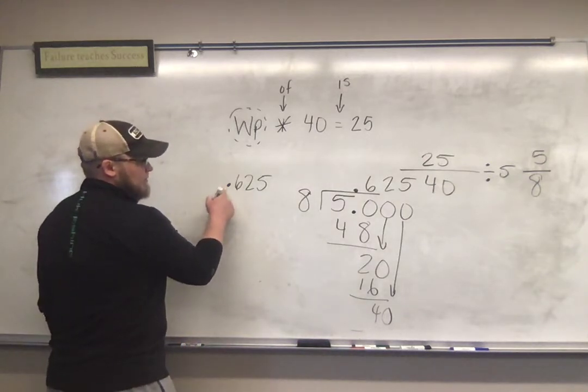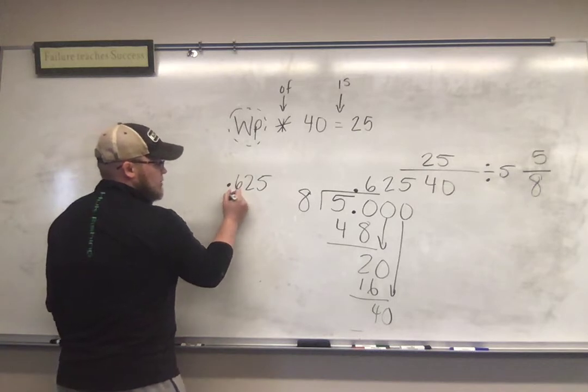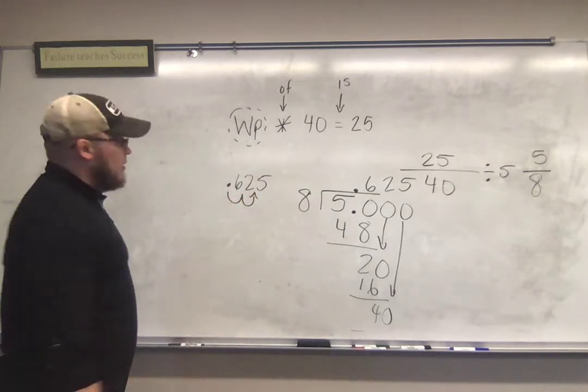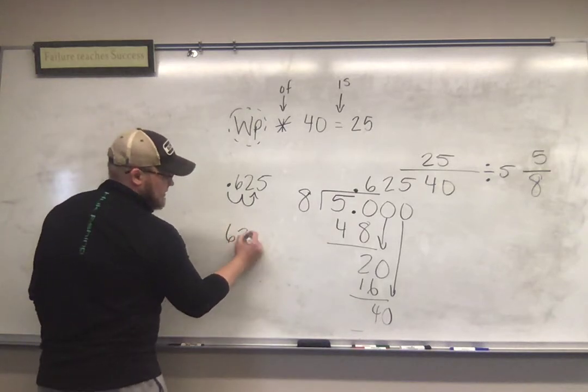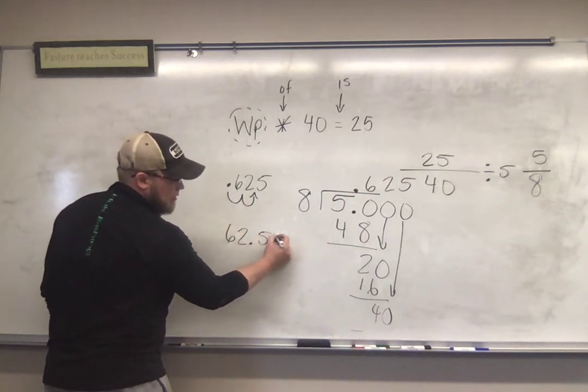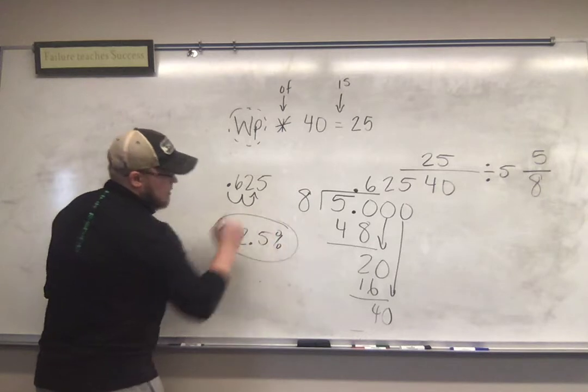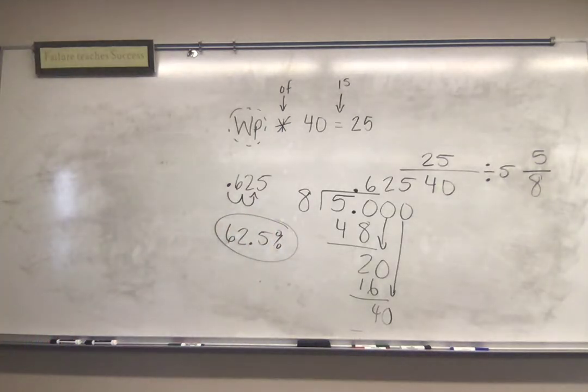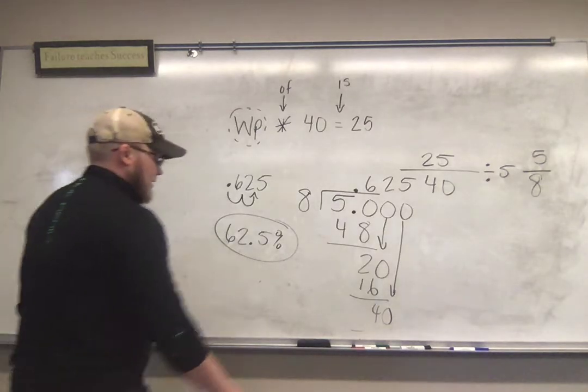If you want to go from decimal answer to percent, you move the decimal 2 spots to the right, which turns into 62.5%. Okay? We'll go ahead and go on to the next one.